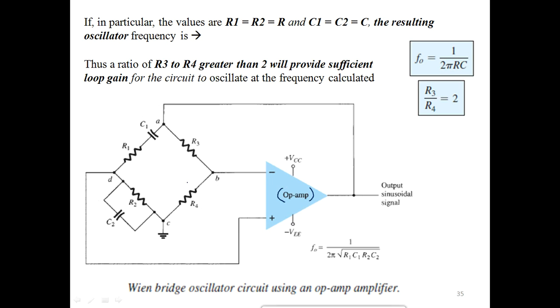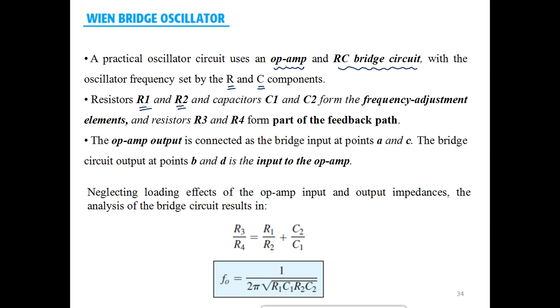In the complete Wein bridge network, what is the purpose of each and every component, each passive resistor and capacitor? Let us look. You have R1, C1, R2, C2, R3 and R4. So there are 4 resistors and 2 capacitors. Let us look at their roles.